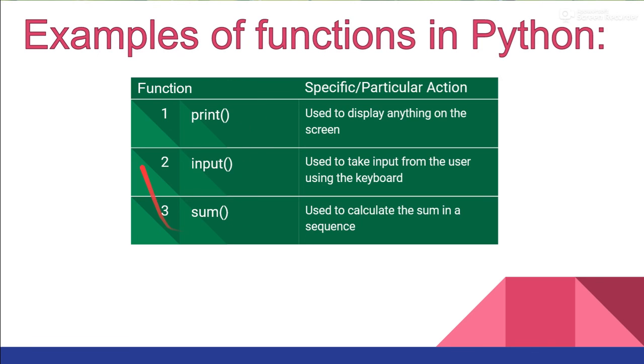Now let's see some examples of functions in Python. On the left side we have the name of some functions, and on the right side I have provided the specific action that the corresponding function performs. The first one is print. This function is used to display anything on the screen. Obviously we have used this function, right? We have used the print command, and if you notice properly, it's also performing a specific action. It is being used by us to display anything, whether it is a text or a number or anything else on the screen. So that's a specific action.